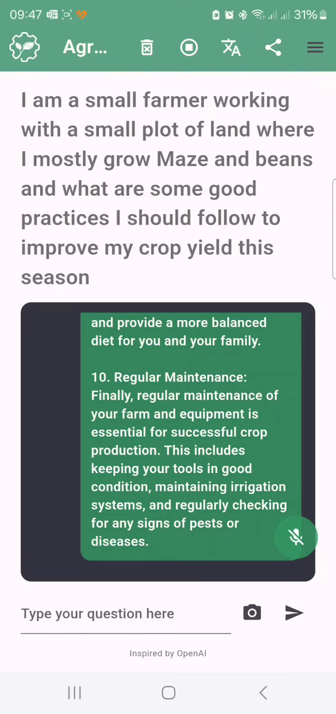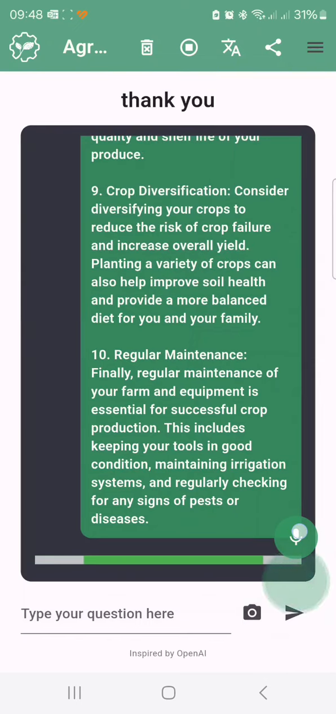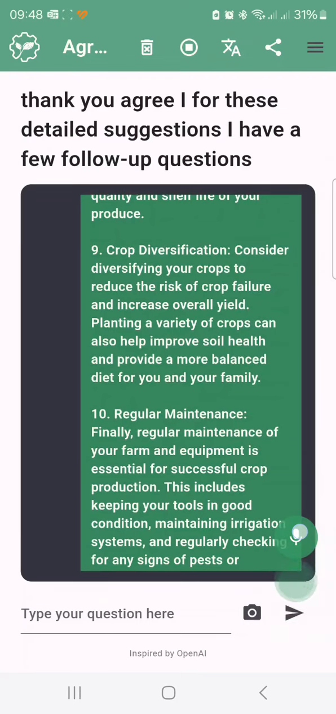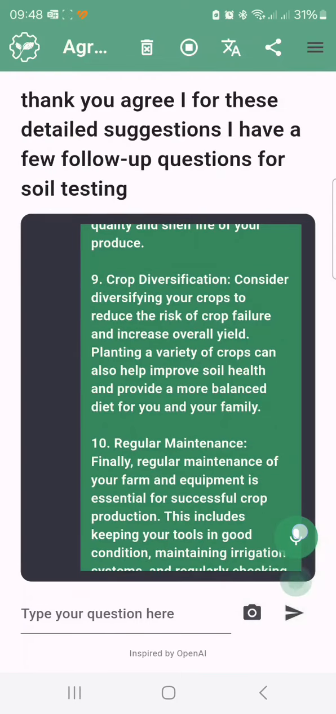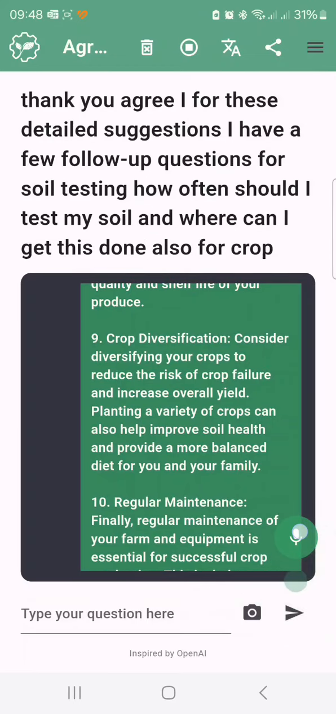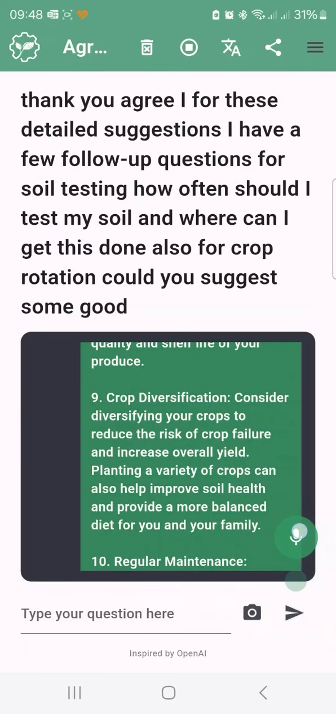Thank you, AgriAI, for these detailed suggestions. I have a few follow-up questions. For soil testing, how often should I test my soil, and where can I get this done? Also, for crop rotation, could you suggest some good crops to rotate with maize and beans?